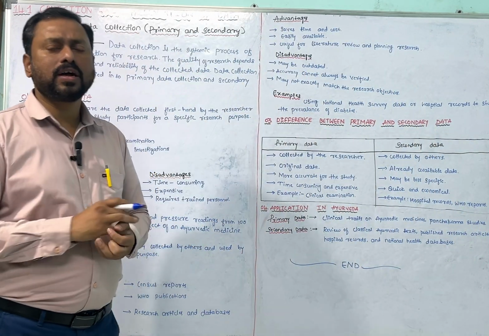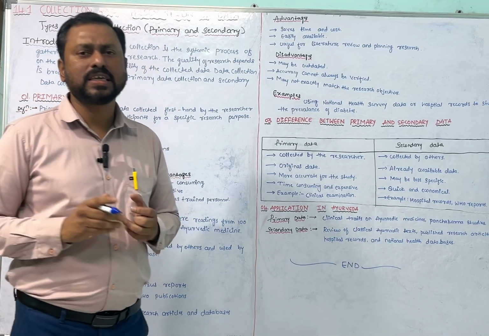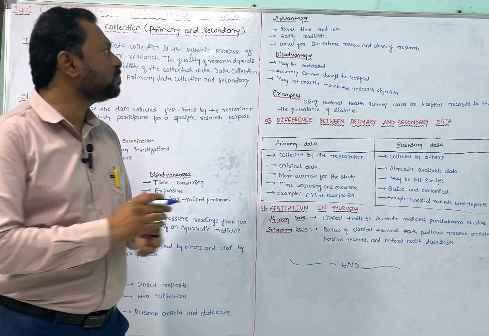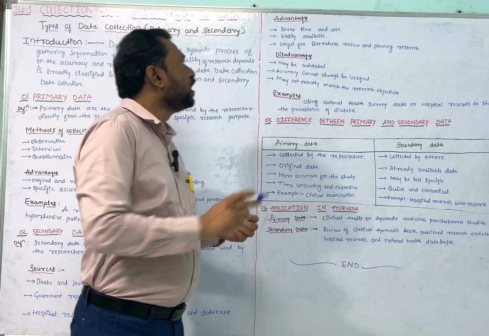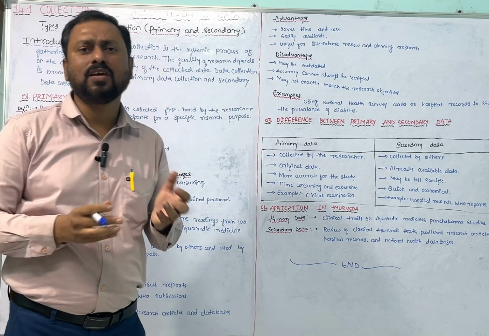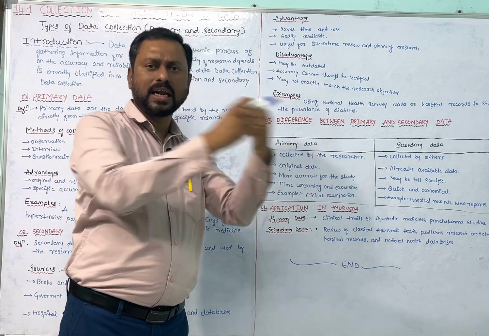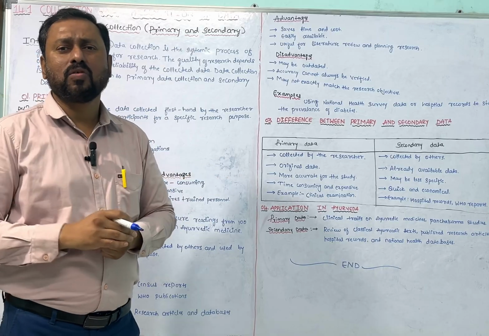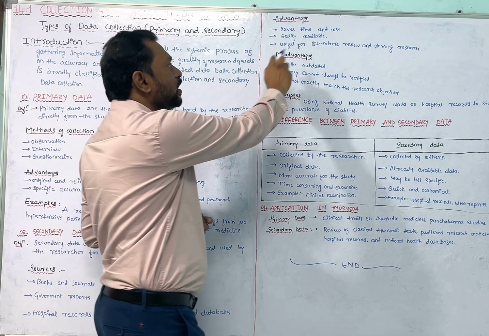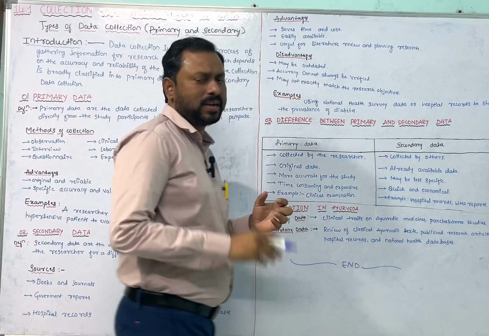Now, what are the advantages of secondary data collection? First of all, it saves time and cost, because it saves the time as well as the money. Next, it is easily available, because if you go somewhere to collect the data, you have to travel and spend time. Here, no need to travel, no need to spend the time. It is easily available and useful for the literature review and planning of the research.